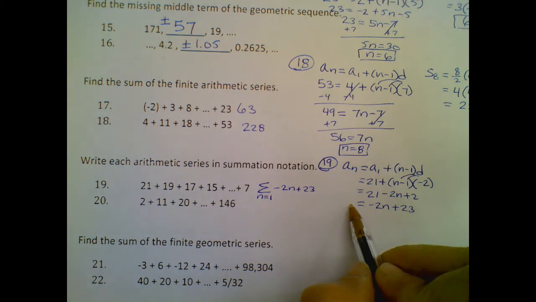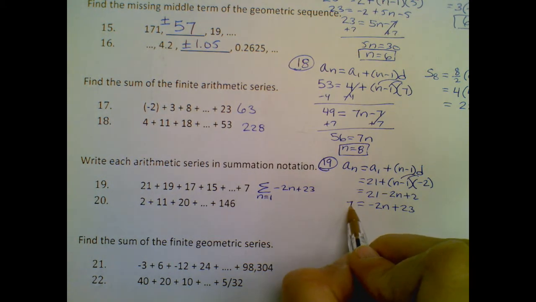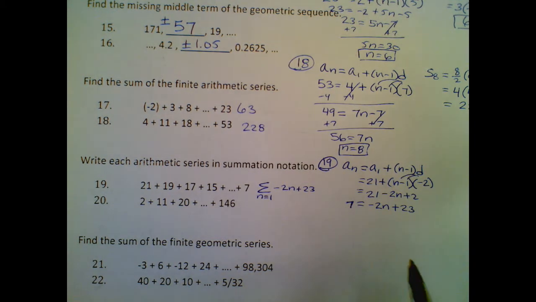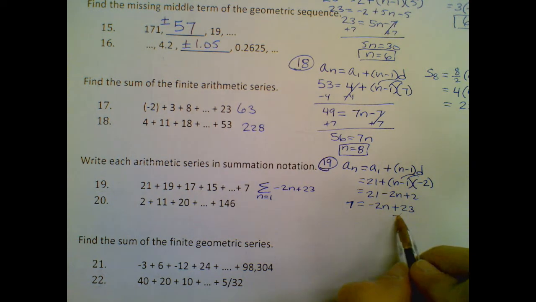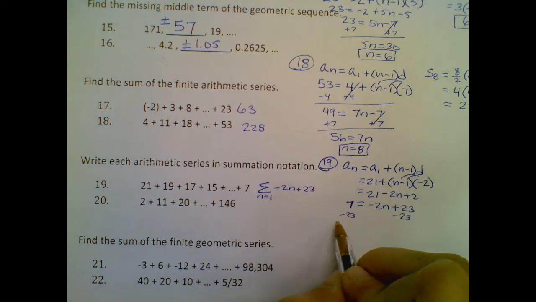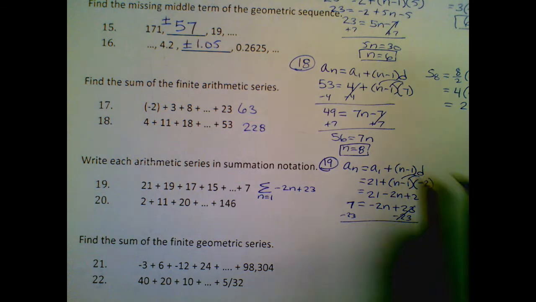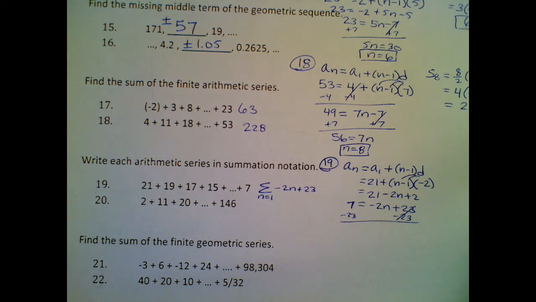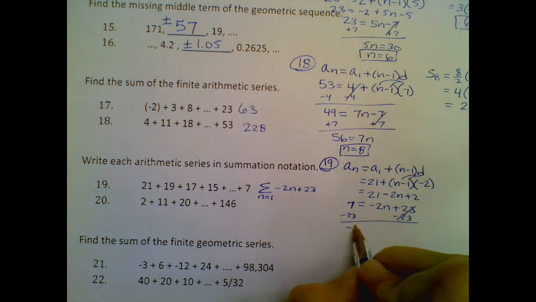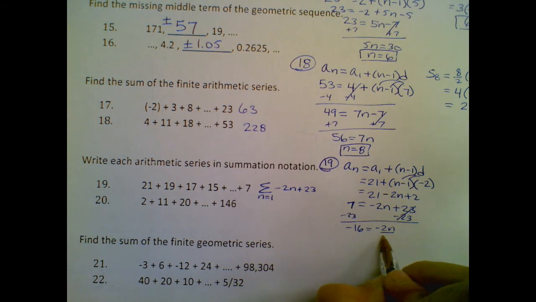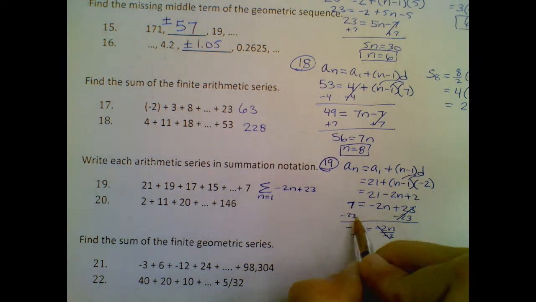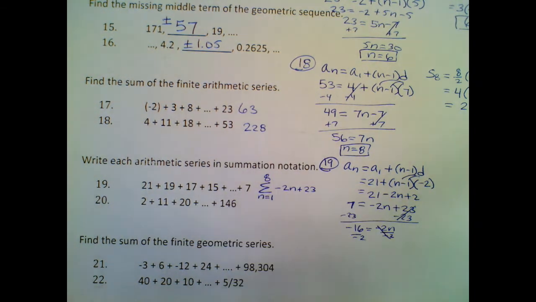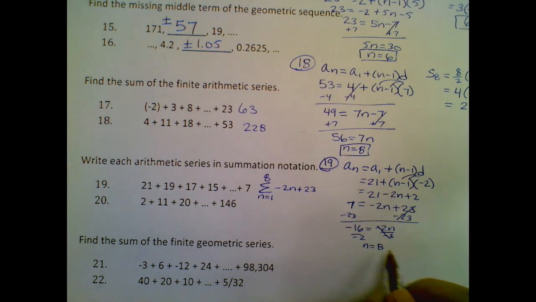And then this a sub n, now we're going to plug in the last term so we can figure out what term number the last term is. And then we're going to keep solving for this equation now. So we get 7 minus our 23 is -16 equals -2n. Divide by -2, and we get n equals 8. So that is going to go on top in the n spot.